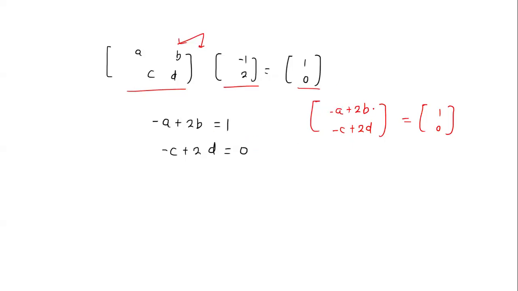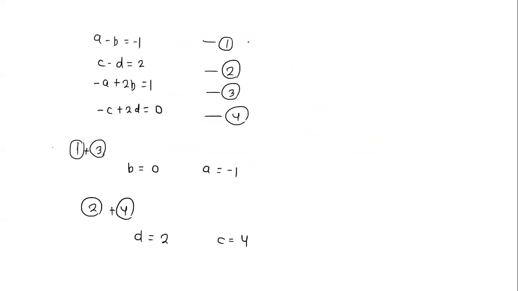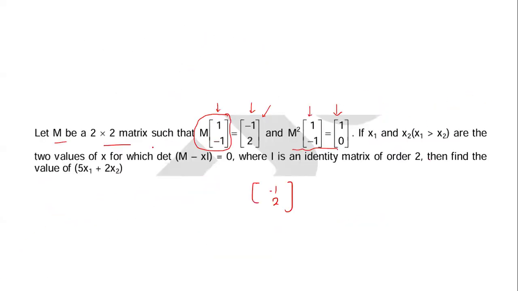So now you can compare this thing with 1, and you can compare this thing with 0. So now you see we have four equations. First two we got from the first information, and third and fourth we got from the second information.